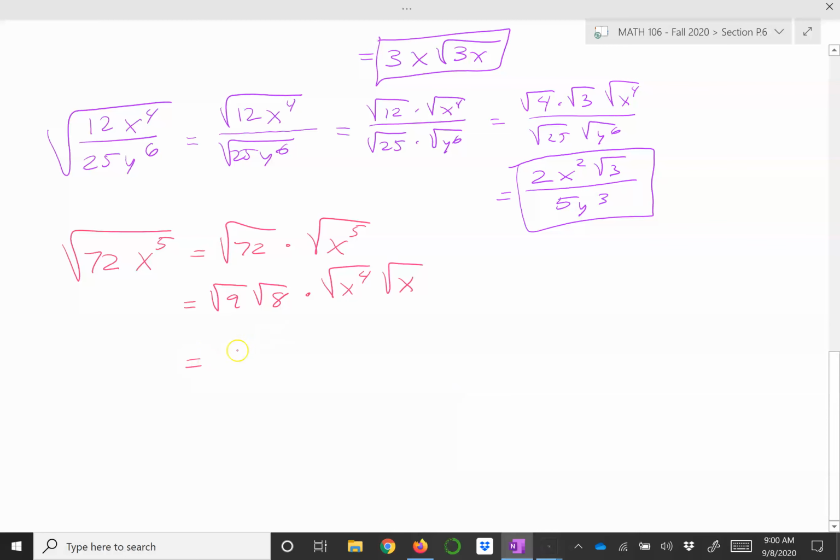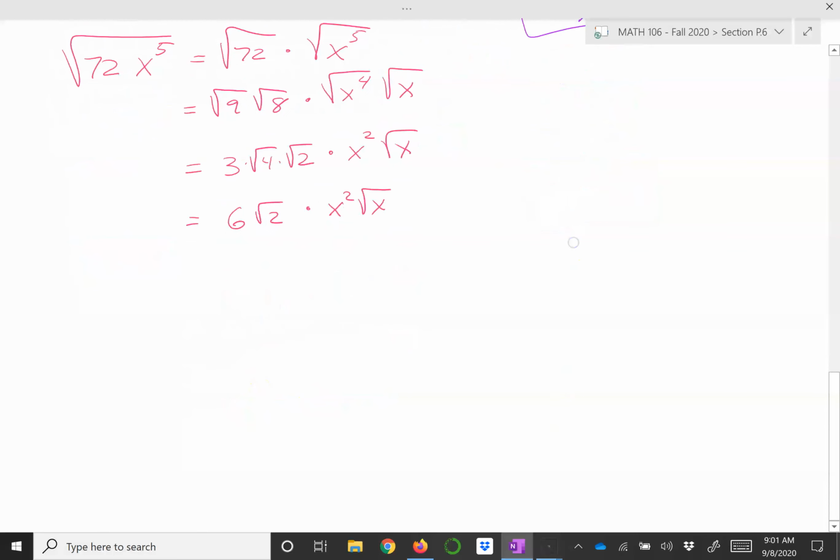So evaluate the easy square roots you see. So it's 3 for the square root of 9. But what about the square root of 8? Is there a factor of 8? Well, it'd be 4 and 2, right? Is that what you're going to say? So this would be the square root of 4 times the square root of 2. And let's see, times, so what's the square root of x to the fourth? Well, it's just x squared. And then you have to leave the square root of x. So now it's 3 times the square root of 4, which is really a 2. So 3 times 2 is 6. So we have 6 square root of 2 times x squared square root of x.